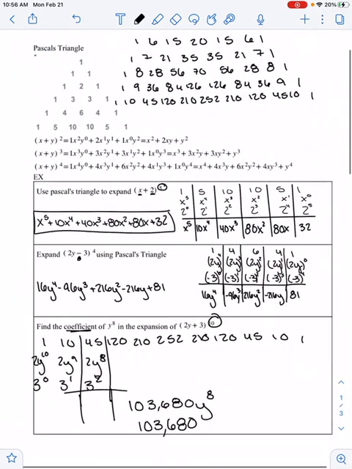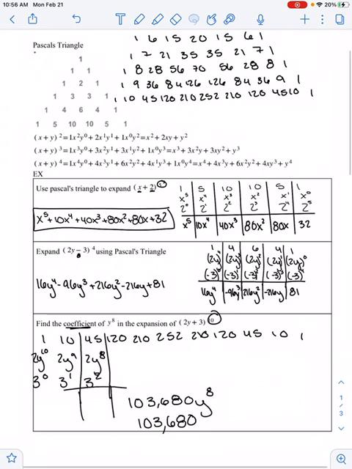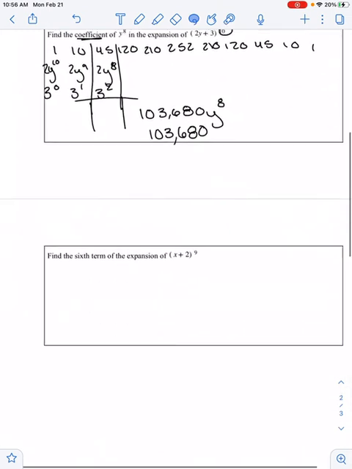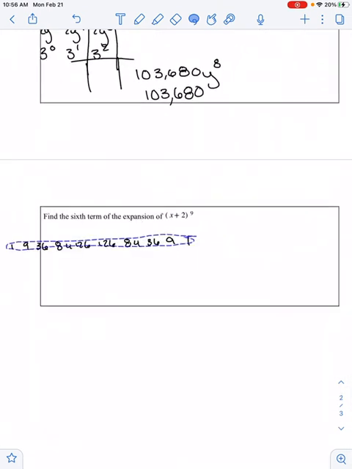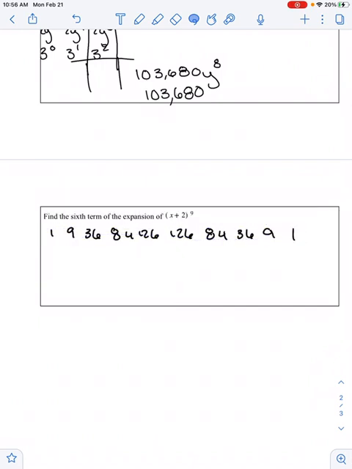All right, last example is to find the 6th term of the expansion (x plus 2) to the 9th. So let's go copy down the 9th row and paste that down. And then we only care about the 6th term. So this would be the 1st term, 2nd, 3rd, 4th, 5th, 6th. So this is the one we're looking for. So I'm going to mark it.